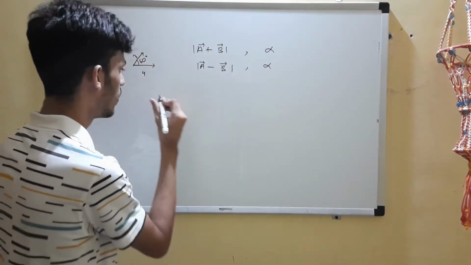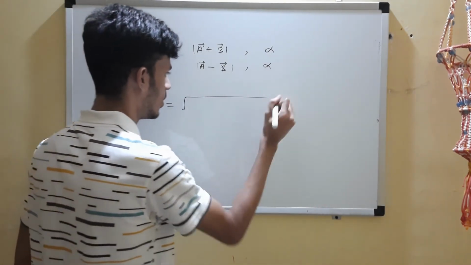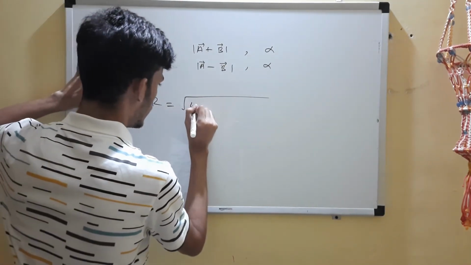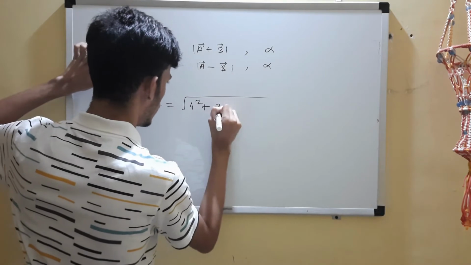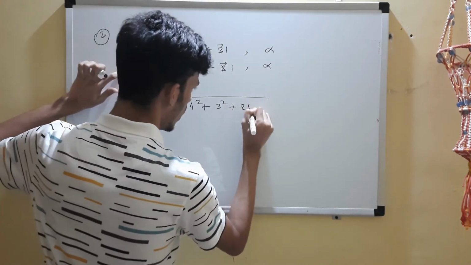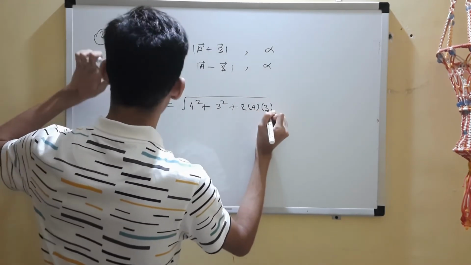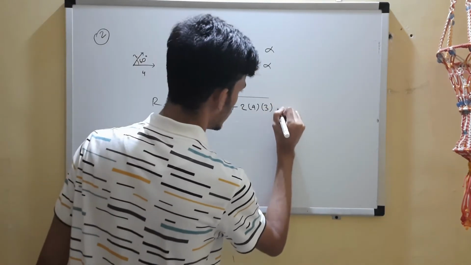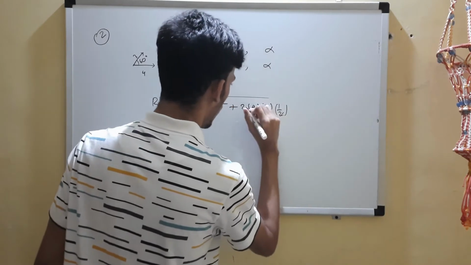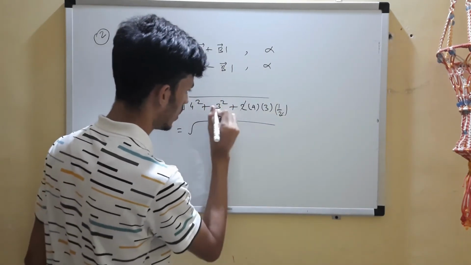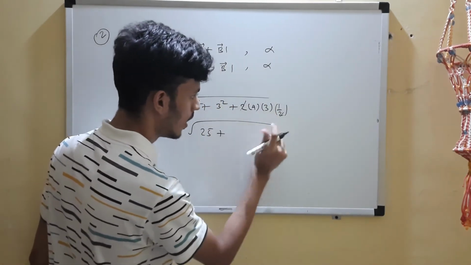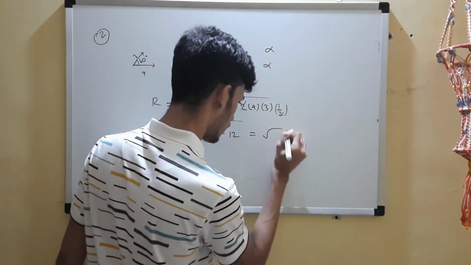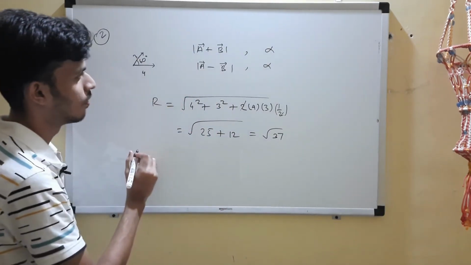So first a plus b, what is that? R, right? Magnitude of a plus b, that is r. So you'll get a square plus b square plus 2ab cos theta. Now I'm directly substituting 4 square plus 3 square plus 2 into a, which is 4, into b, which is 3, and we have cos of 60. Cos of 60 is half, and half and 2 will get cancelled. 16 plus 9 is 25 plus 4 3s are 12. So that gives us root 37. Okay, correct answer.